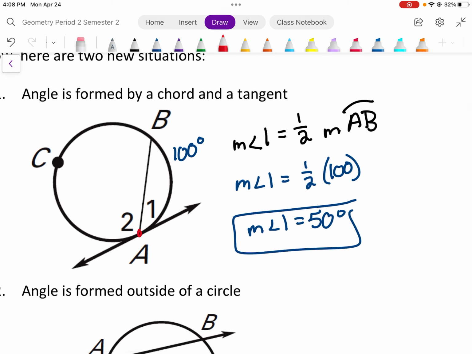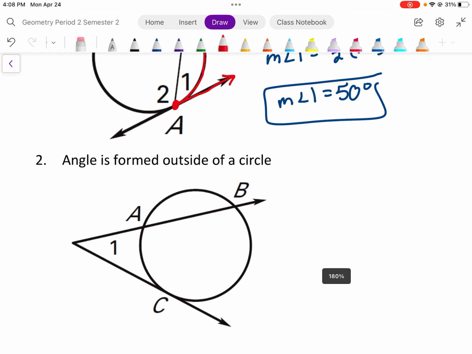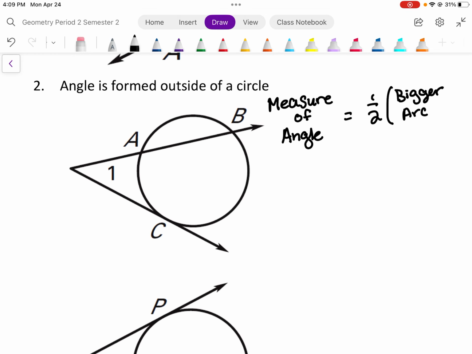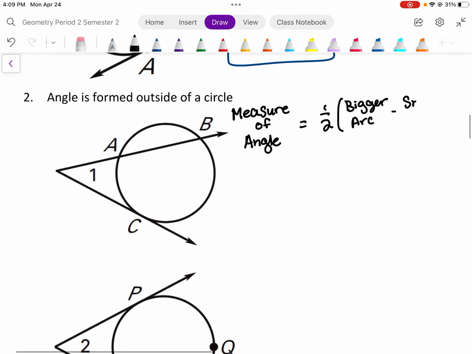So this only can be used when you have a line that is tangent to the circle, and then the arc is cut off with a chord. So a tangent and a chord, we're going to use this. So then the next one, when we have angles outside of the circle, the measure of the angle is going to be equal to 1/2, and we're going to take the bigger arc and we are going to subtract the smaller arc.